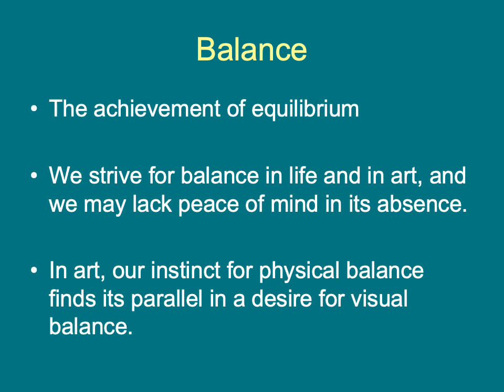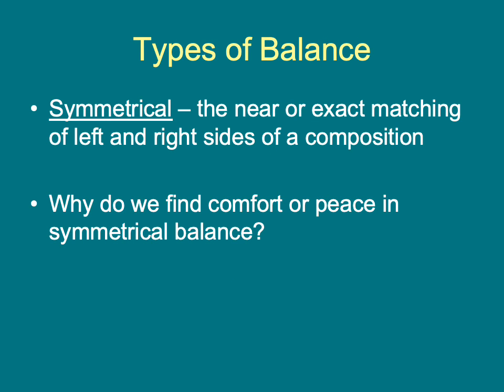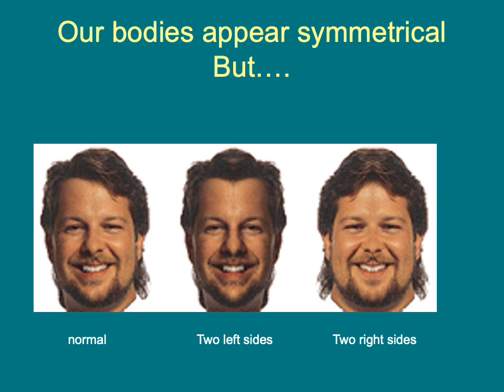Balance is creating a sense of equilibrium. And we like balance in our lives because we are balanced. If you look at our bodies, we're pretty much symmetrical. And that is one type of balance. So symmetrical means that it's the same on both sides if you were to draw a line in it. And like I said, we find peace of mind with that type of balance because for the most part we are. However, a lot of people aren't. And so here you can see in this image, this is a guy's face and then two left sides and two right sides. We often have subtle variations, but a lot of people really strive to be symmetrical.